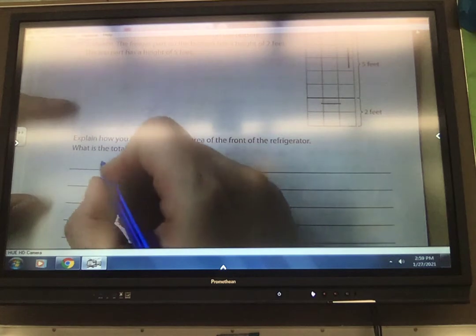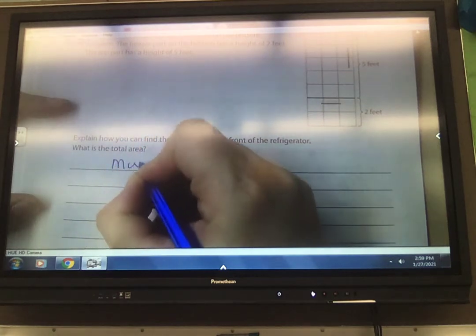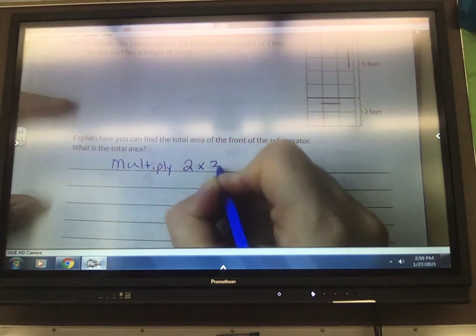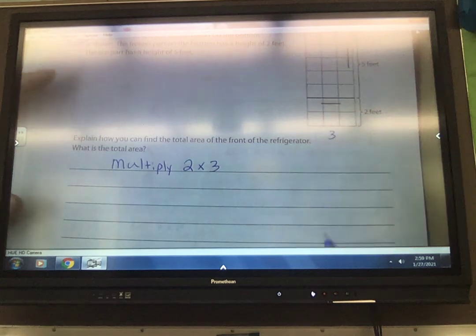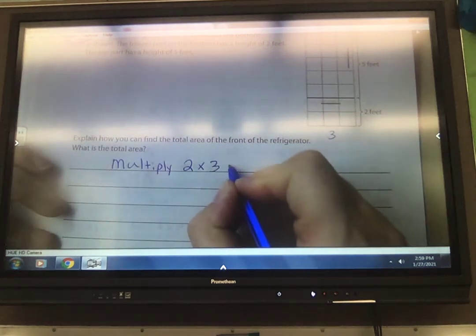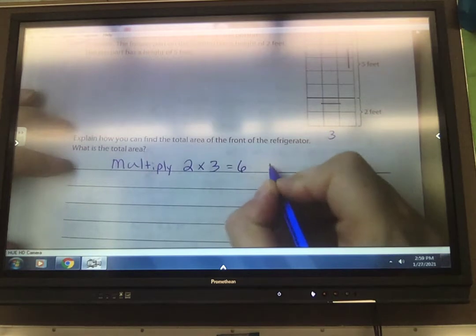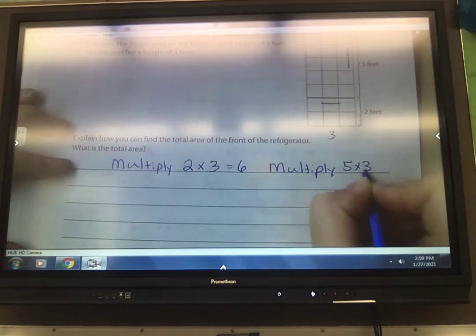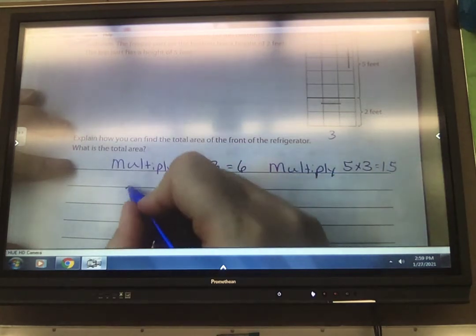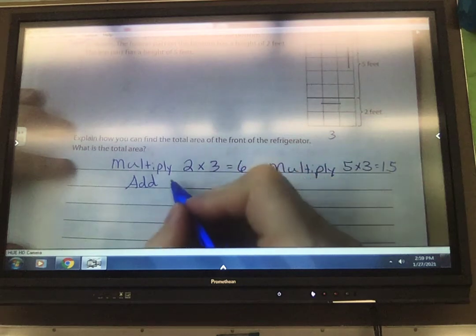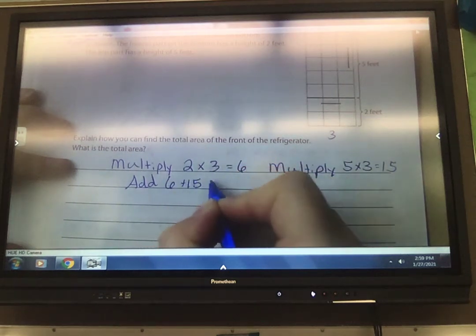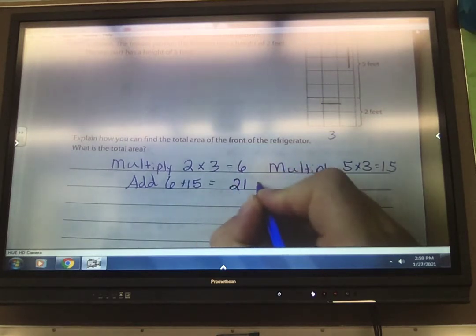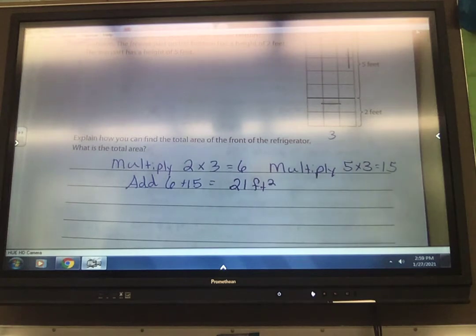All right, so we're going to multiply 2 times 3 because they both are 3 on top and bottom, which will equal 6. Multiply the top, which is 5 times 3, which will give us 15, and then add the 2 together, 6 plus 15, which would be 21 total feet. And I'm going to square it because we are counting squares.